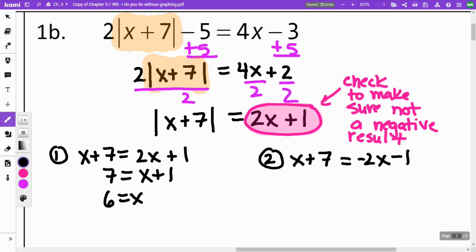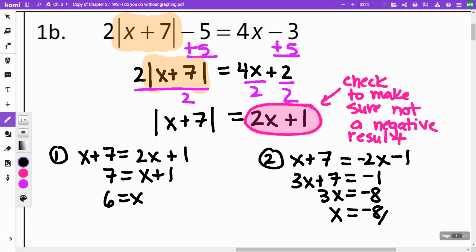For the second equation, I'm going to add 2x to both sides, and I get 3x. I like to deal with my x's first, and I like to try to get my x's to be positive if I can. So I added 2x to both sides. Now I'm going to minus 7, and I'm going to get a negative 8. And I'm going to get a negative 8/3. These are the two things that I'm going to be substituting in. So for the first one, I am going to be taking this and putting it here.